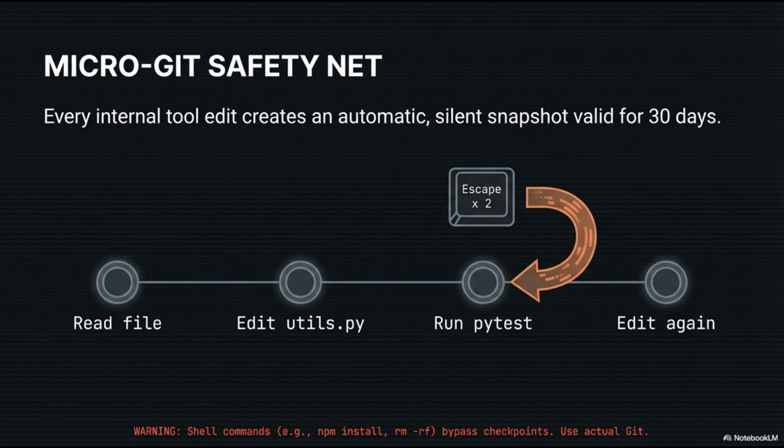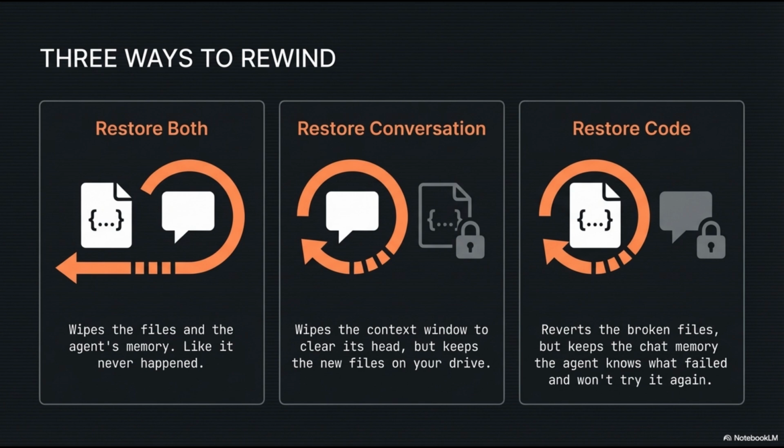Okay, walk me through the options. Option 1 is the nuclear one. You restore both the code and the conversation. It's basically as if the last few minutes never even happened. Total reset. I like that. What's option 2? Option 2 restores the conversation only. So it keeps the new code. Maybe the agent wrote something brilliant but then got confused in the chat, but it rewinds the agent's memory. So you wipe its context window, but keep the files on your hard drive.